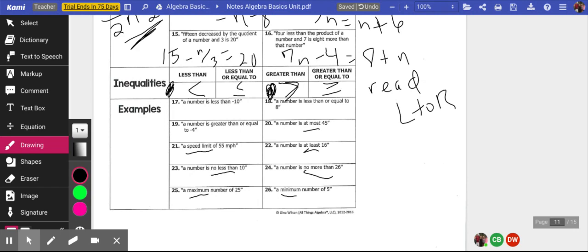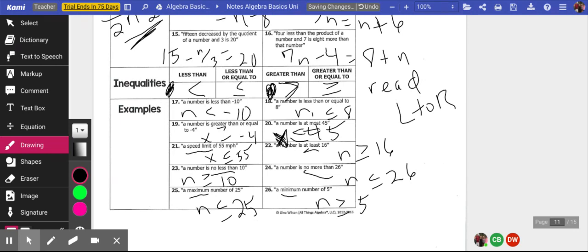And remember, you're going to put the letter first. So like if I do number 20, a number, we're going to go left to right. So we're talking about that X. A number is at most 45. So could it be more than 45? No. So the X is not more than 45 because the 45 is going to be over here. But could it be 45? Yes. So we're talking about the X value. That is at most 45. So you go ahead and do those.